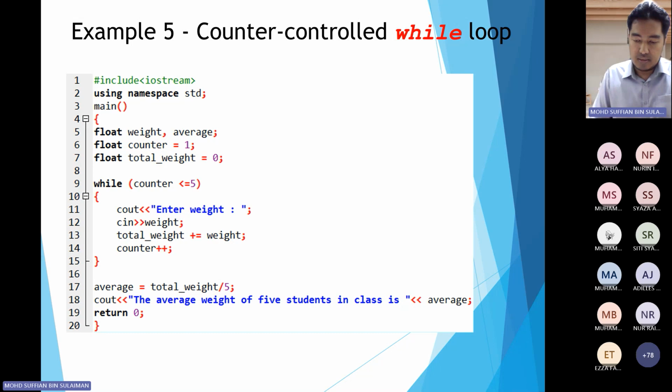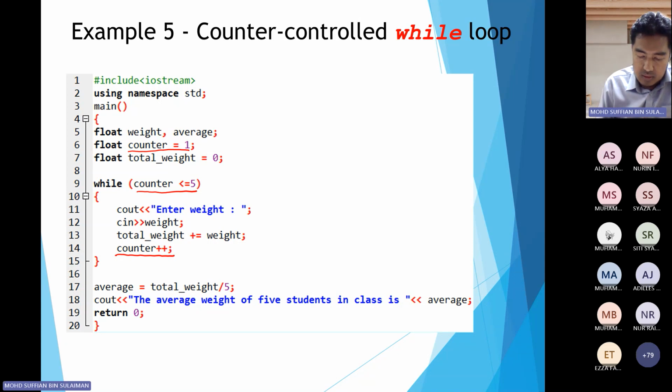Right, next, counter control while loop. In this case, you need to know the counter variable. So look at the counter. We start with 1, and this is the condition, counter less than 5. Every time the loop runs, we need to add 1, counter plus 1.